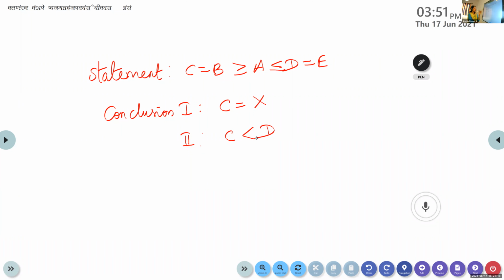What about the first conclusion? C equals X. Look at the statement. Is there any X given? No, isn't it? So it will be your answer.